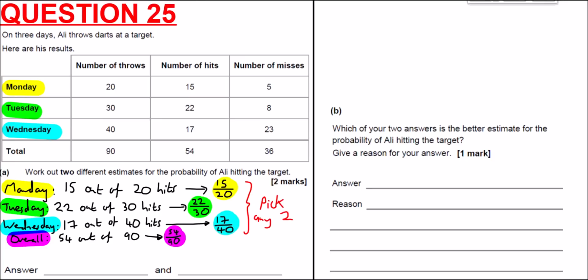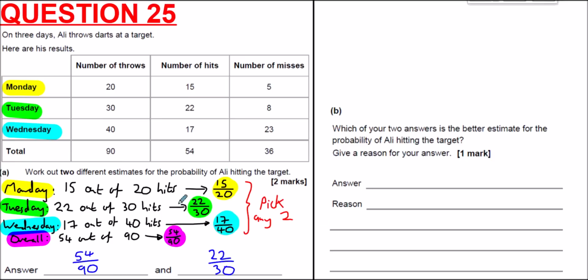So I'd be suggesting that to pick the overall, first of all, because the overall has got the most data in it. It takes into consideration all the throws. So 54 over 90, and Wednesday seemed to be the odd one out. I'd pick, for example, maybe Tuesday or Monday. So it doesn't really matter as long as you pick any two of the four. So I'm going to pick Tuesday's. So from these four colours I've highlighted, purple, green, yellow or blue, pick any two of those four for your estimates.